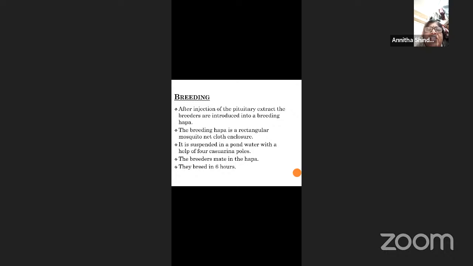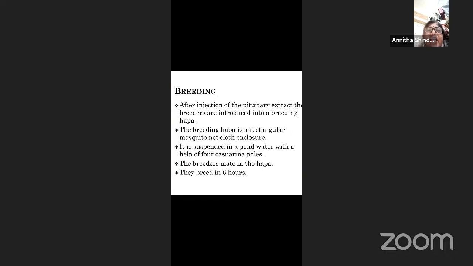Then after injection of the pituitary extract, the breeders are introduced into a breeding hapa. So once you inject the pituitary extract, the breeders, both male and female, have to be introduced in a breeding hapa. Then what is the breeding hapa? It is nothing but a rectangular mosquito net cloth enclosure. You have seen the mosquito net we use at homes. The breeding hapa will be like that.